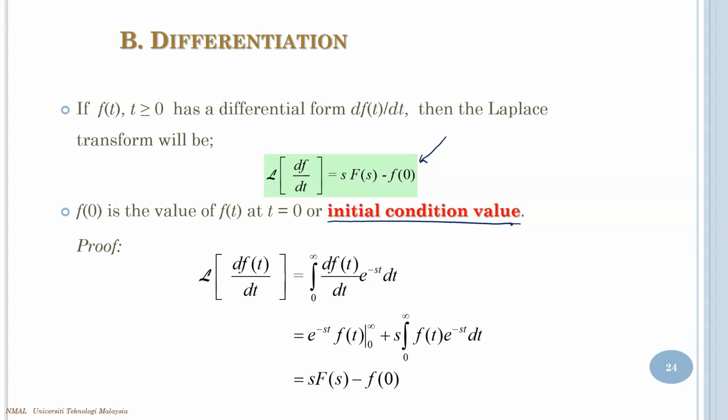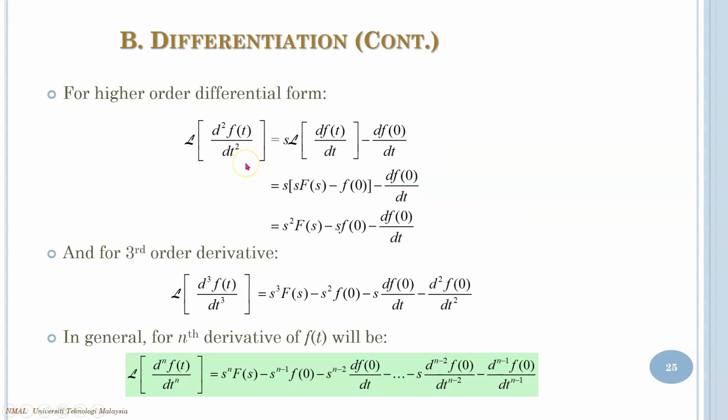This is the proof of how you obtain the Laplace transform of a differential equation using integration. You integrate dft over dt multiplied by exponent negative st dt. When you integrate this, you will obtain this, and this is sfs. Put in the value and you will get sfs minus f0. If you do it for higher order differential form, for example second order, the Laplace transform of the second order differentiation is equal to s squared fs minus sf0 minus df0 over dt.